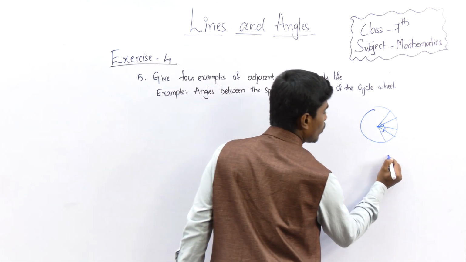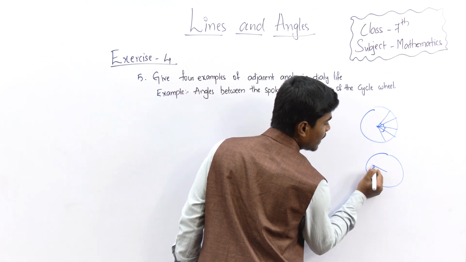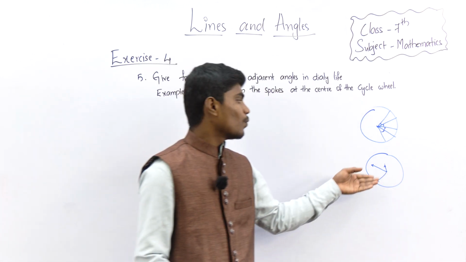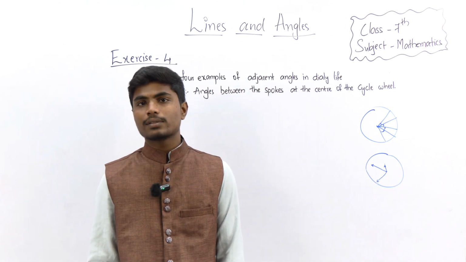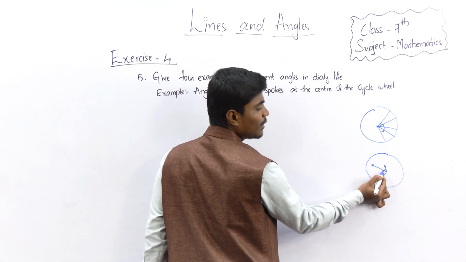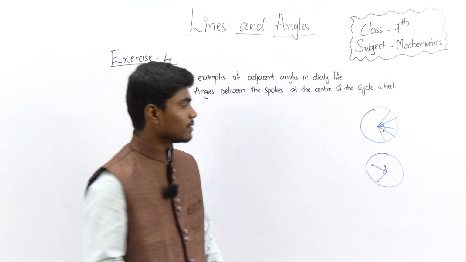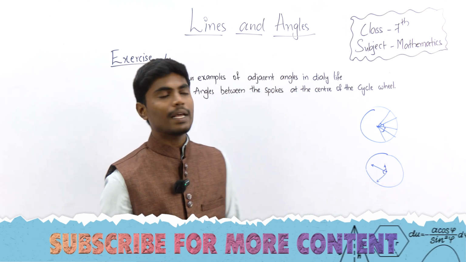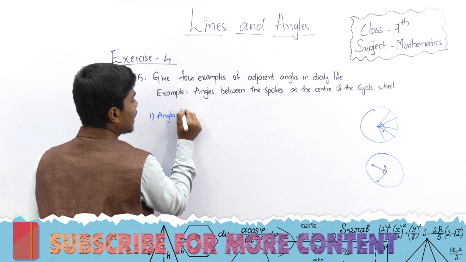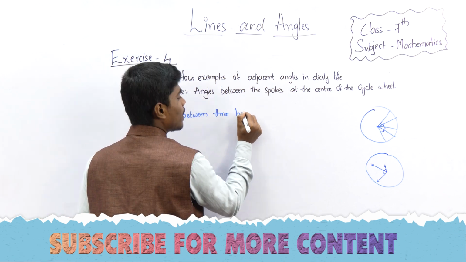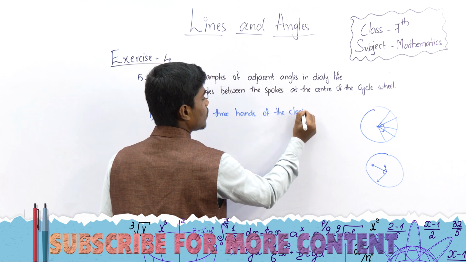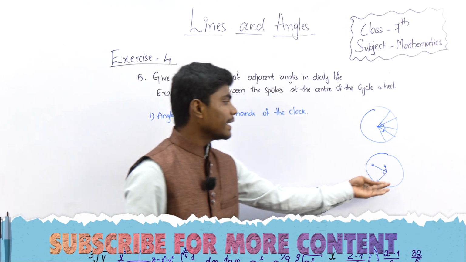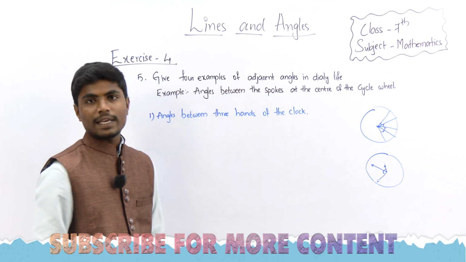See, if you take a clock, in this we have 1 minute hand, 1 hour hand and 1 second hand. One is showing the seconds, 1 is minutes and 1 is hours. See, the angles formed between these are the adjacent angles. They have a common arm and common vertex. So this is one example. So first one, angles between the 3 hands of the clock. Okay, this is one example.